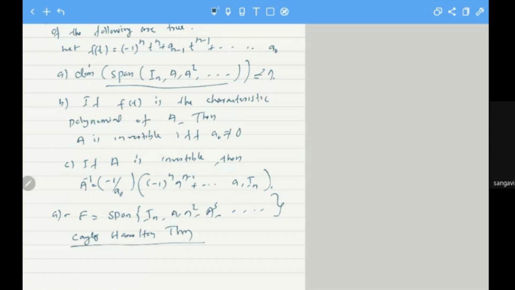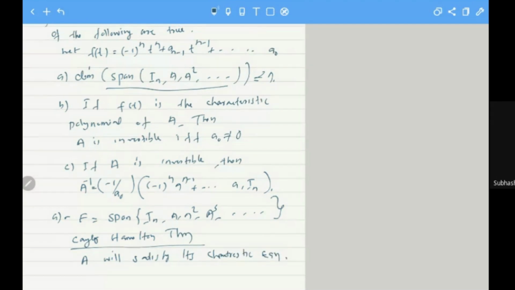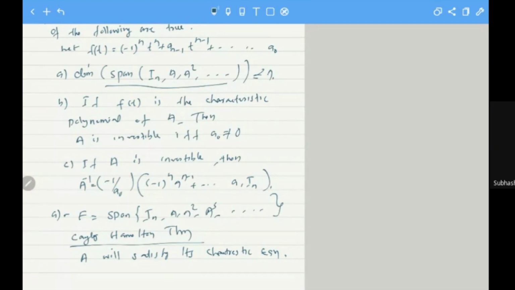What does the Cayley-Hamilton theorem say? Sir, the matrix will satisfy the characteristic equation. Yeah, the matrix A will satisfy its characteristic equation, right? So now can we guess how to proceed with A?